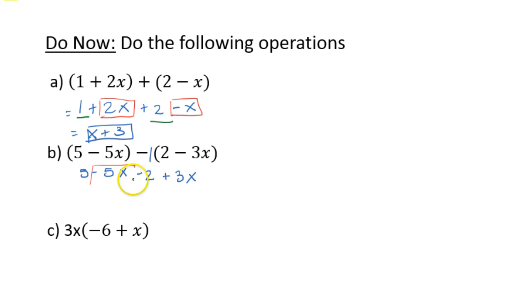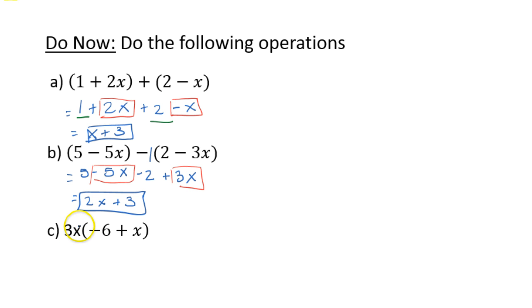Again, I'm going to go ahead and combine my like terms. So I have this negative 5x plus this 3x. When we combine those together, we end up with negative 2x, and when we combine our integers, we end up with 5 minus 2, which is just 3, and that's our solution. The final one is just to distribute.